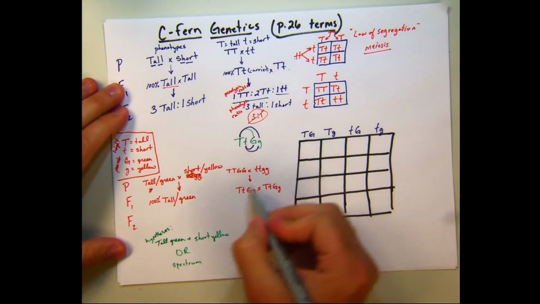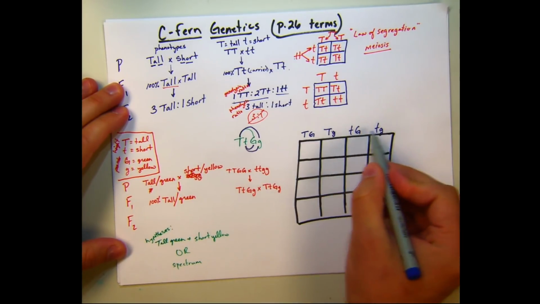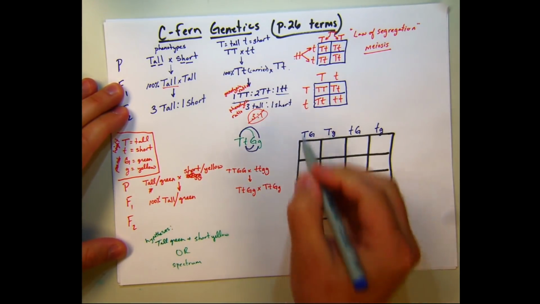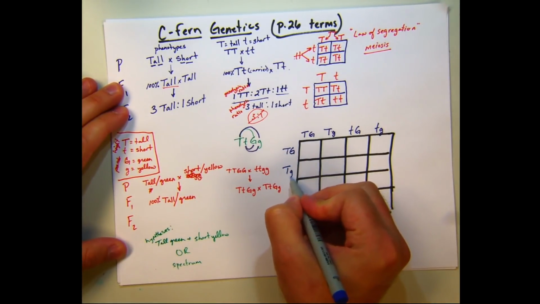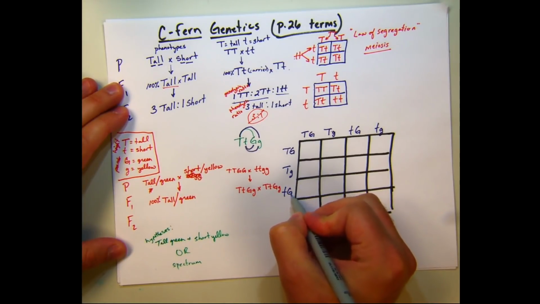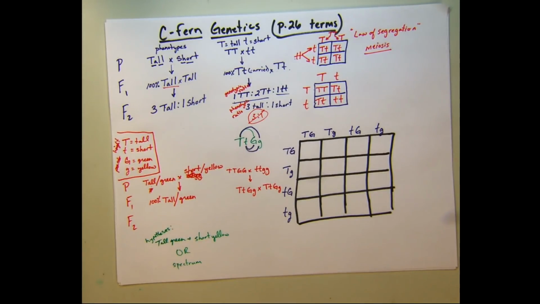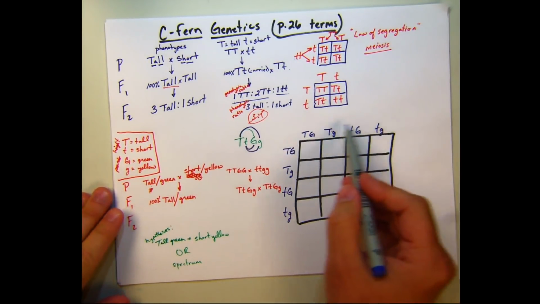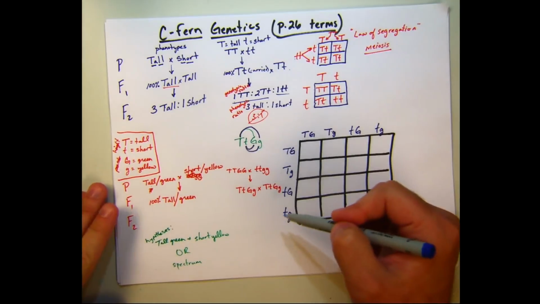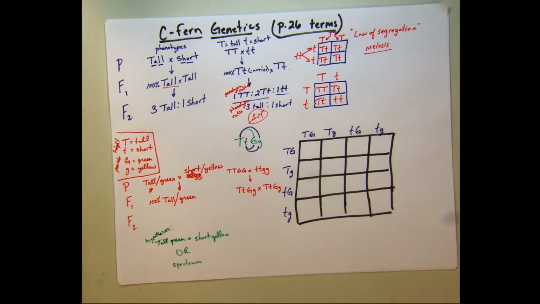Now, since this parent and this parent are the exact same, we can assume that this goes the same way over here. Big G, big T, big T, little g, little t, big G, little t, little g. Right. Now we need to combine them. Remember, those are your possible gametes from the parent. This is your possible gametes from the other parent. These are all the possibilities that can occur in fertilization.